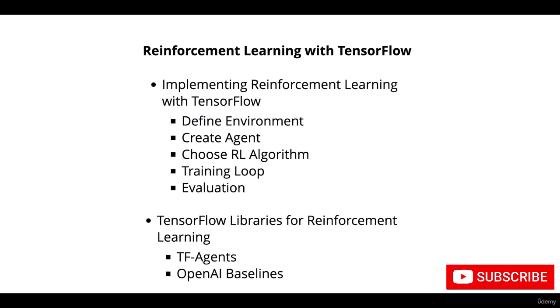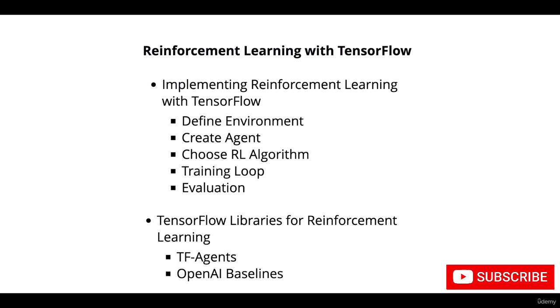Next, we go into the training loop, where we implement the loop in which the agent interacts with the environment, collects experiences like state, action, reward tuples, and updates its parameters using backpropagation and optimization algorithms. The last step is evaluation, where you evaluate the trained agent's performance on unseen environments or test scenarios to assess its generalization and effectiveness. Next topic we look at is TensorFlow libraries for reinforcement learning.